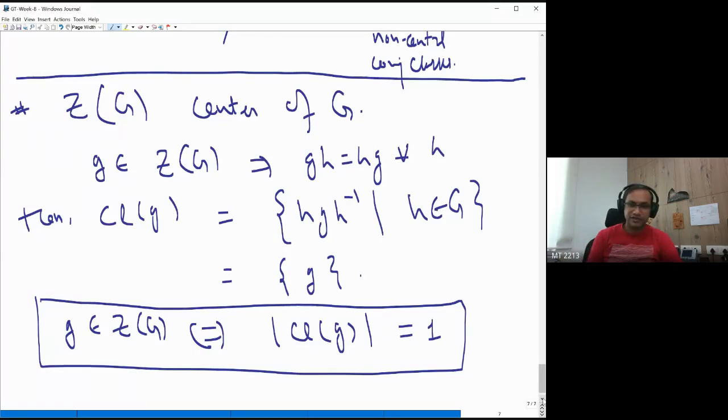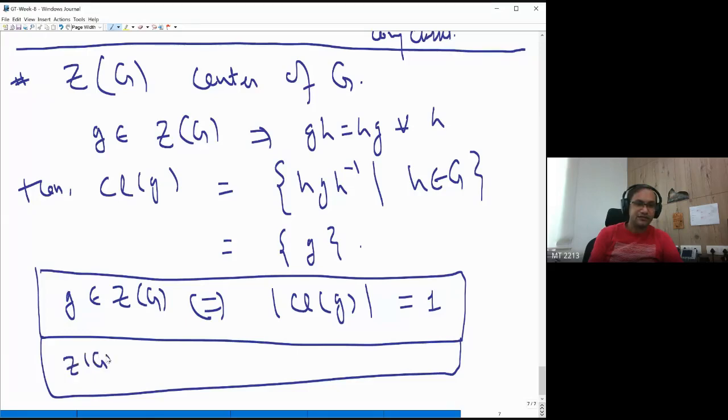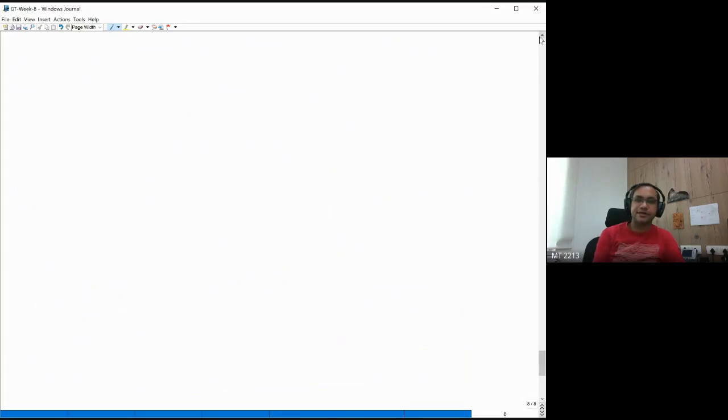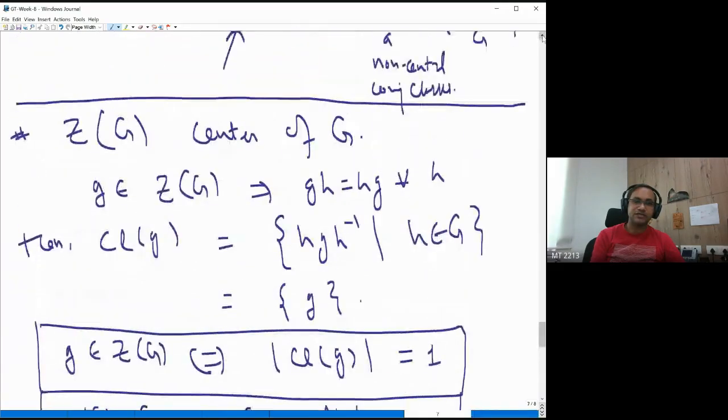So let's write this statement also, just to remind you: the center of G is the whole of G if and only if G is abelian. Yeah, these are kind of trivial statements, just restating the same statement in a way. But it's often useful to think of how different terminologies interact with each other, right? So it's important from that point of view.